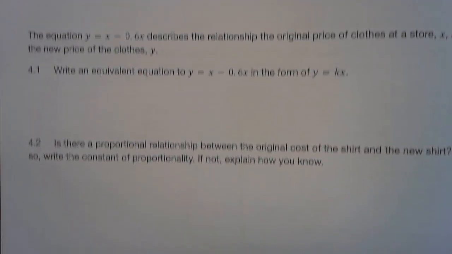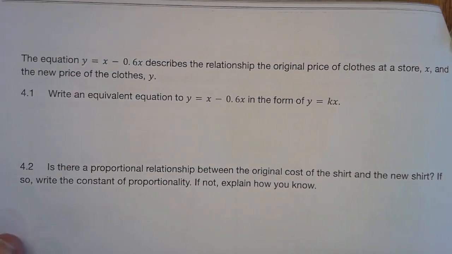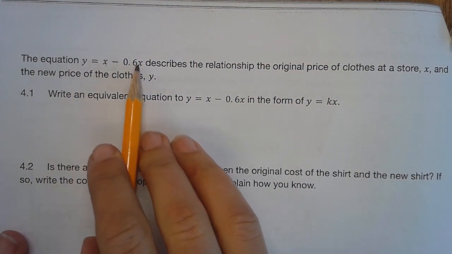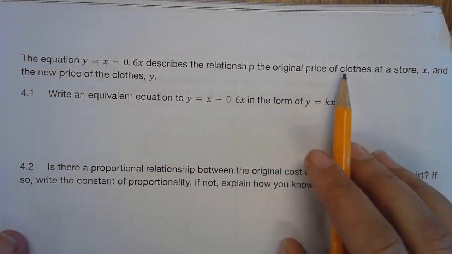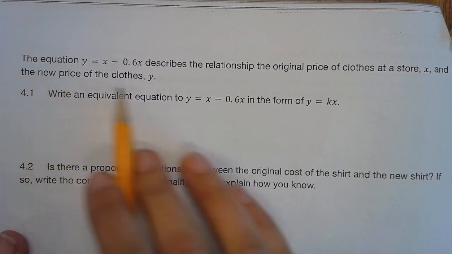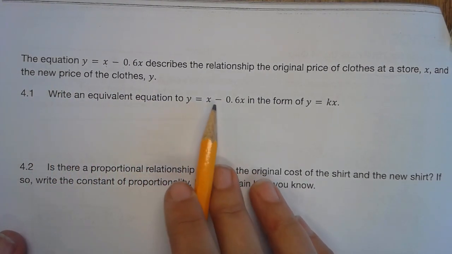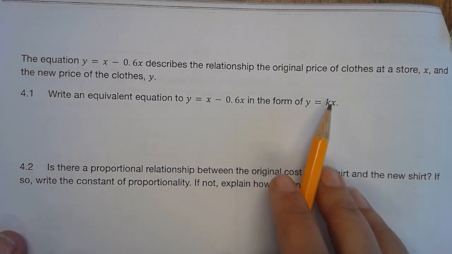Okay, question 4. Question 4 gets at the idea that a percent is like a proportional relationship. We have the equation y equals x minus 0.6 times x, which describes the relationship between the original price of clothes at a store, x, and the new price of clothes, y.